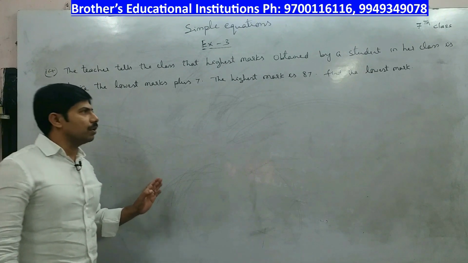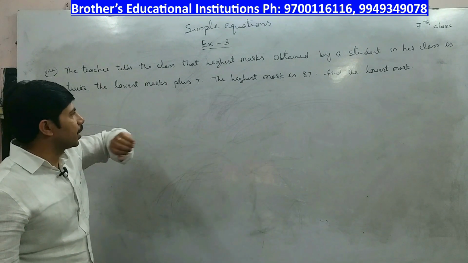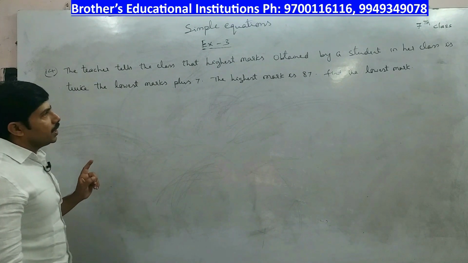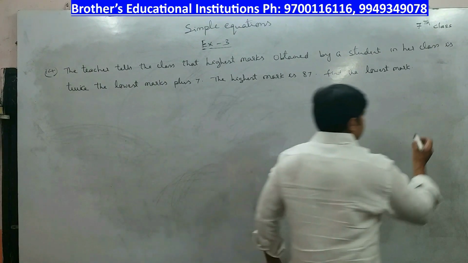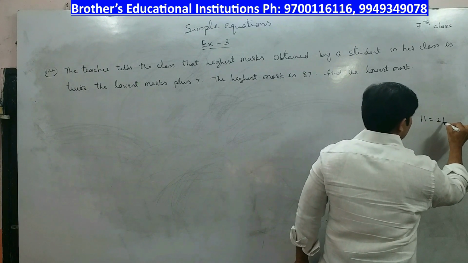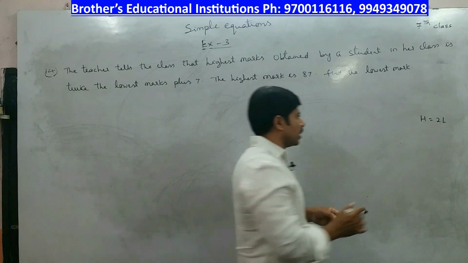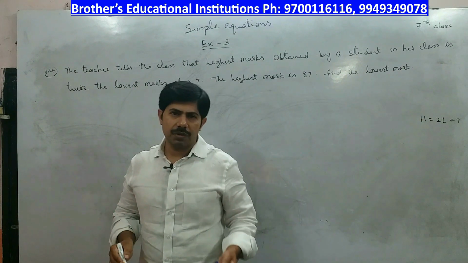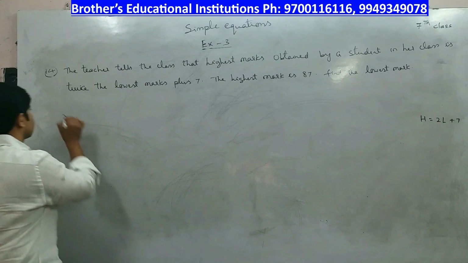So here, before solving this, we will work out on this problem. So the condition we will write out. How to start the problem? The highest marks obtained by a student is twice the lowest marks plus 7. So plus 7 means add that 7. So we write like this. This is the condition: the highest marks is twice the lowest marks plus 7. So here, I assume the lowest marks as x.